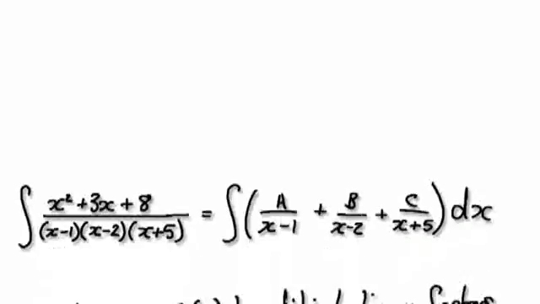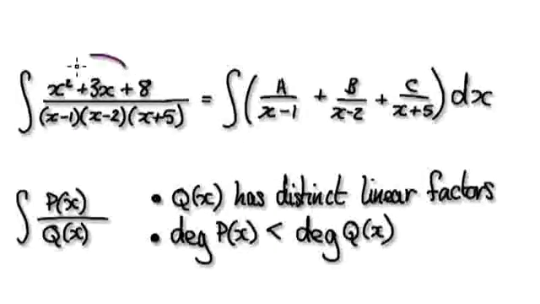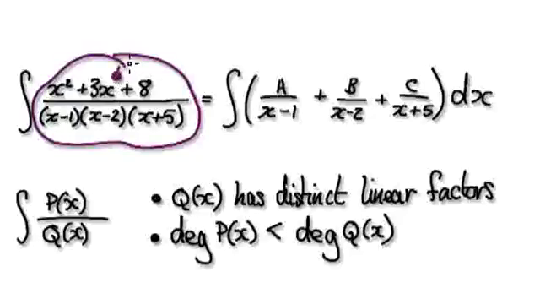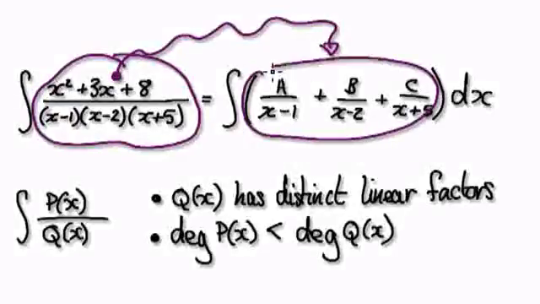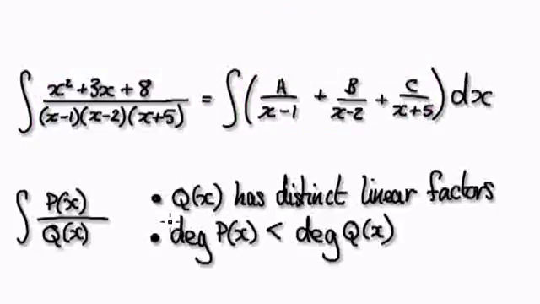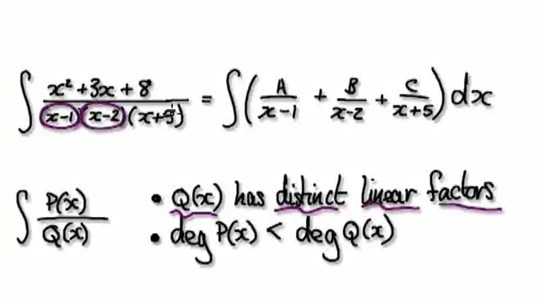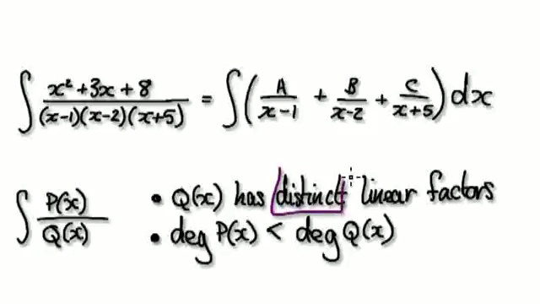So far, we've seen that if you want to integrate something along the line of this, you have to somehow break this up into something along the line of this. And in the past, we've always required that Q of x must have distinct linear factors, meaning all these factors here have to be distinct. They all have to be different. Okay, so now we're going to look at a case where we are going to have repeated linear factors.